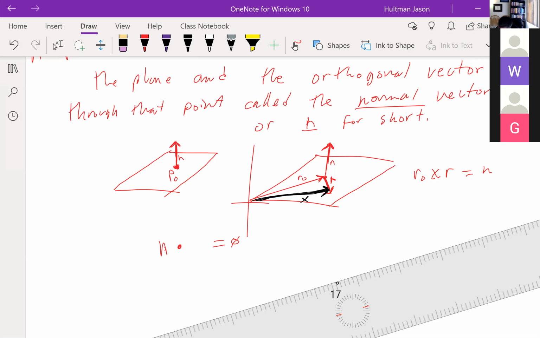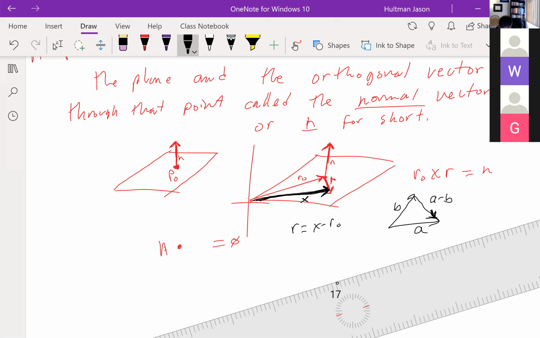Okay, so again, we have A and B, right? If we have this arrangement here, A and B, then this guy here is A minus B, right? And so here's the arrangement we have here. R is equal to X minus R naught. I'm pretty sure that's correct.